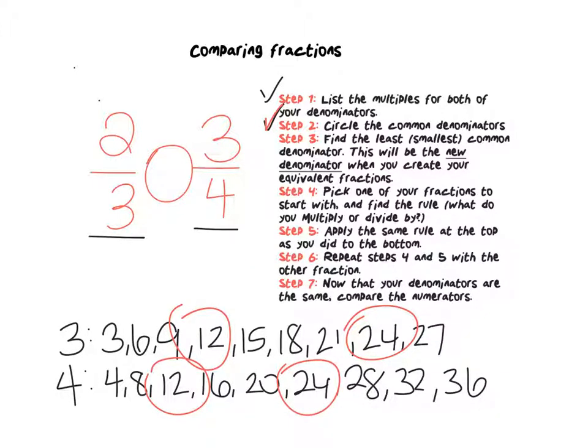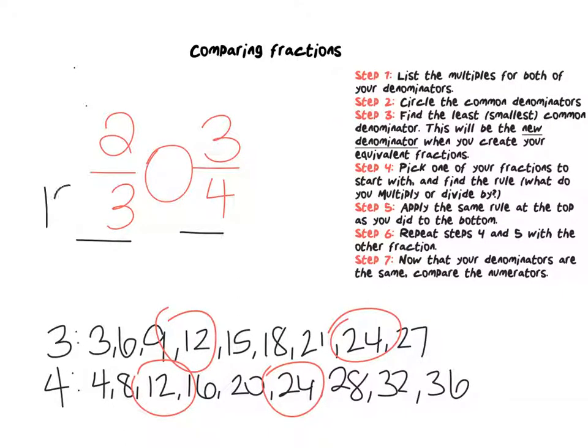Now, step 3 says we're going to find the least or the smallest common denominator. It looks to me like that is going to be my 12. So that means my 12 is going to be my new denominator for when I create my equivalent fractions. So I'm going to put the 12 next to my fractions because now I'm going to create a fraction that is equivalent to 2/3 and a fraction that is equivalent to 3/4 because that way I'll be able to compare just using the numerators. So I've done step 1, I've done step 2, I've now done step 3.